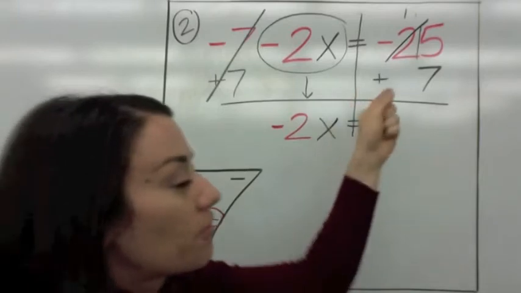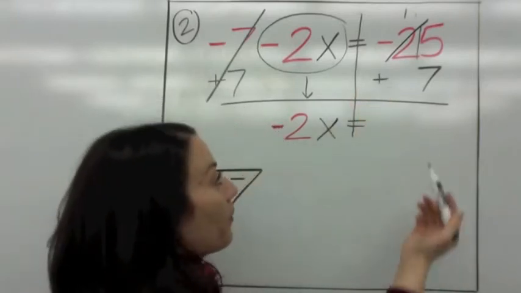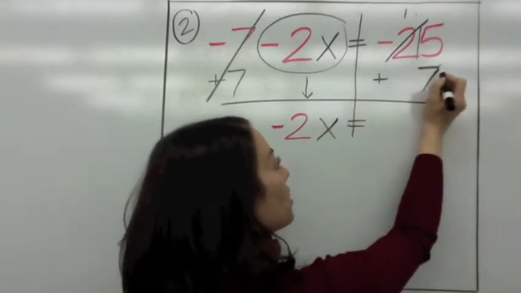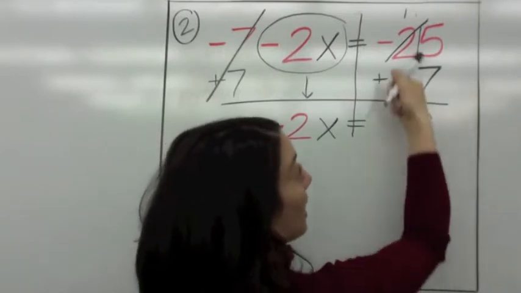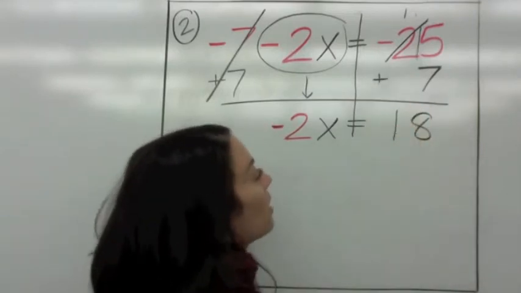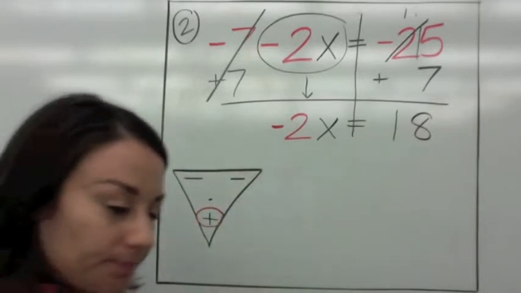So now we're working with 15, take away 7. We're going to count backwards. We're going to say 15, 14, 13, 12, 11, 10, 9, 8. And now this is a 1. Okay? So now this is 18.